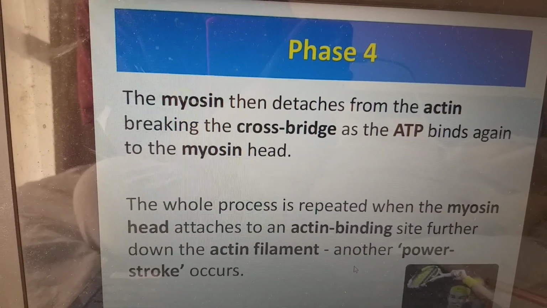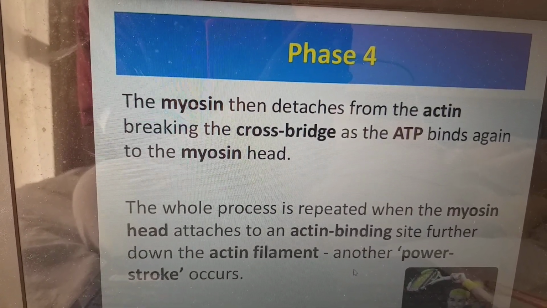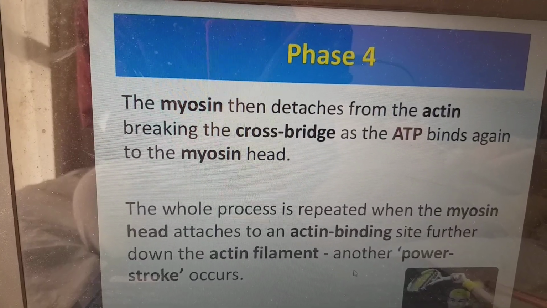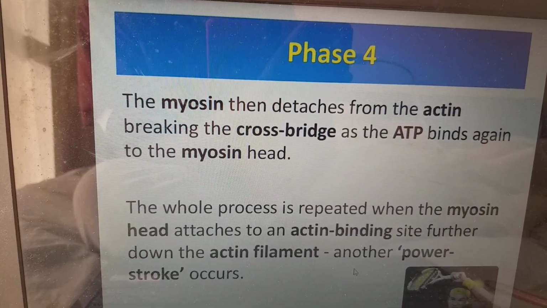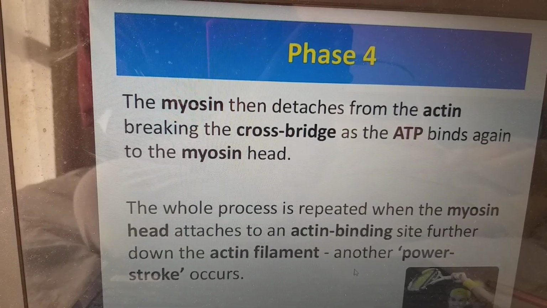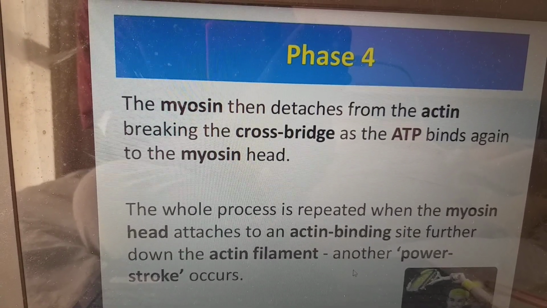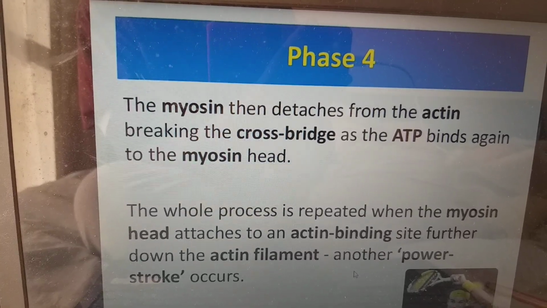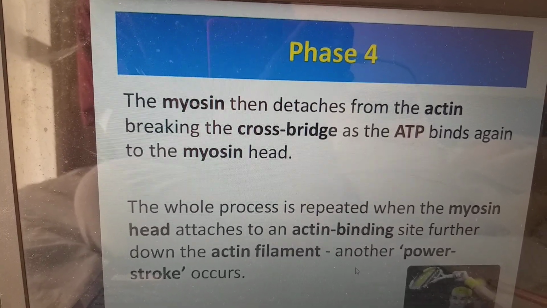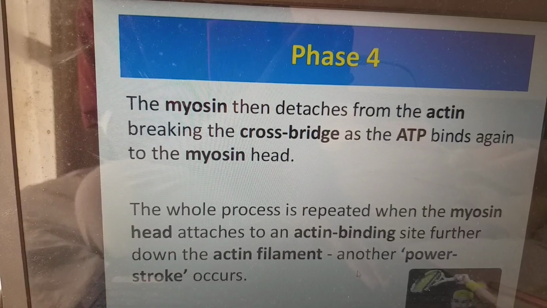What is phase 4? The myosin then detaches from the actin and breaks the cross bridge as ATP binds again to the myosin head. The whole process repeats again and again when the myosin attaches to the actin binding site further down the actin filament, and another power stroke happens. It keeps on happening.